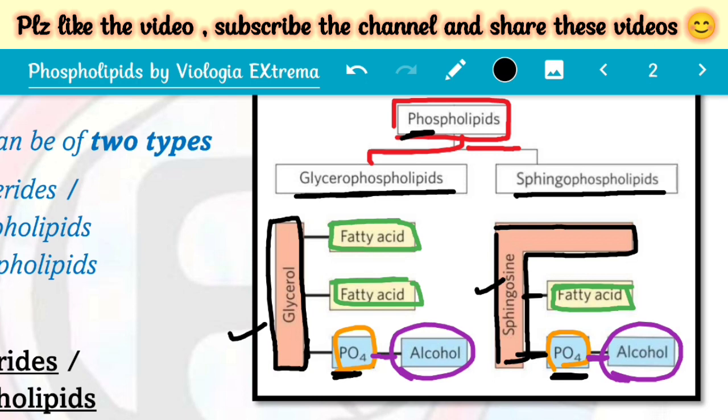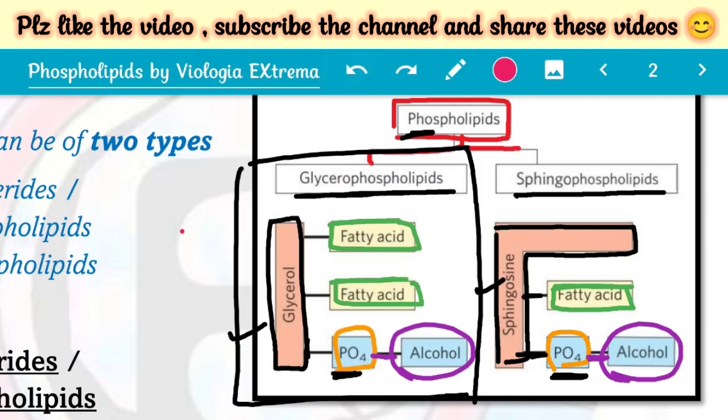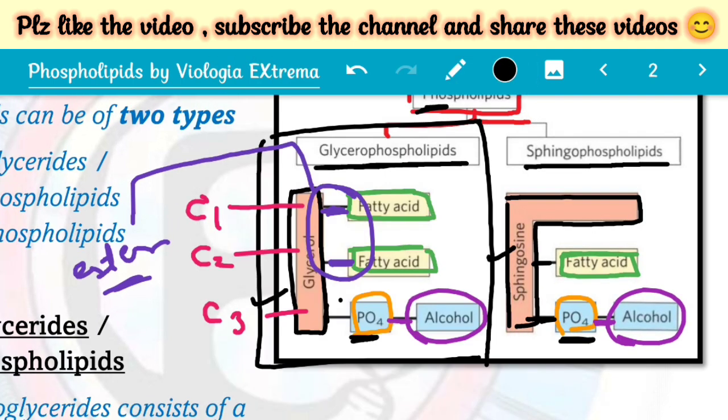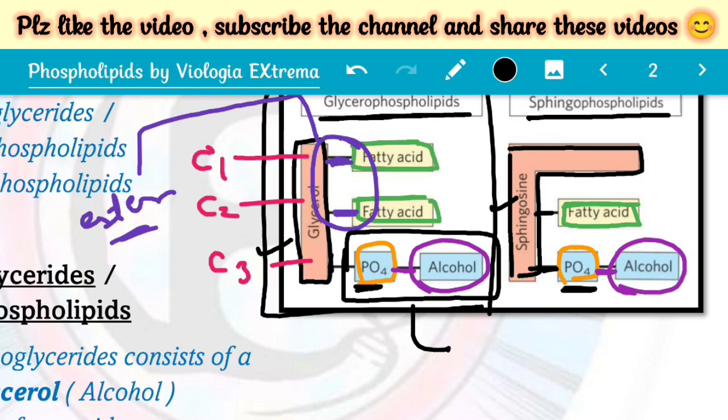Now we're going to talk about the bonds. Let's start with the glycerophospholipid. In glycerophospholipid, we have 3 carbons of the glycerol: carbon 1, carbon 2 and carbon 3. To carbon 1 and carbon 2, the fatty acids are attached to the glycerol. This linkage, this bond, is called ester linkage. Clear? While this polar head group, as I told you, we can use the term polar head group if you are talking about both of them in combination, is attached to the glycerol molecule through phosphodiester linkage. Phosphodiester linkage. Clear?